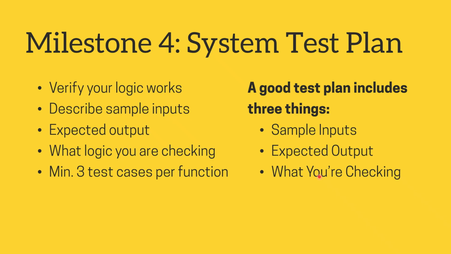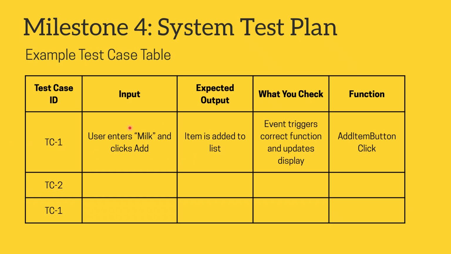For your project, each function needs to have at least three test cases. So basically ask yourself, what can the user do here? And how might they break it? That's how you build a strong test plan. Here's an example of how you would record the information in a test case table. Remember, you're recording the sample input, the expected output, and what you're checking.